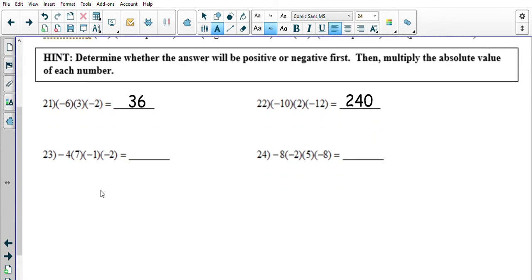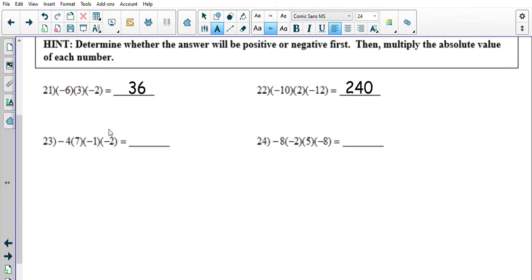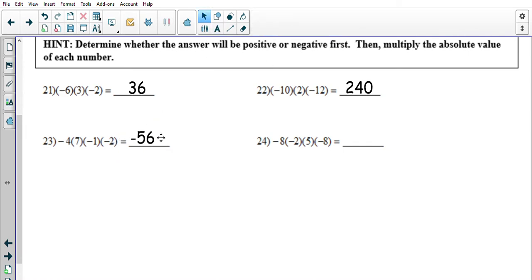Let's take a look at number 23. I have 1, 2, 3 negatives out of 4 numbers. That's an odd number of negatives, 3 negatives. So I know my answer is going to be negative. So I'm going to put that here. I'm going to type it in so I don't forget. Now, I have 4 times 7, which is 28, times 1 is also 28. And then, of course, I have 28 times 2. That's a little bit more challenging. That's going to be 56. So my final solution will be -56. Another option you have is to take 4 times 2 to get 8. 8 times 7, which might be something you do remember, is 56. Let's look at number 24.